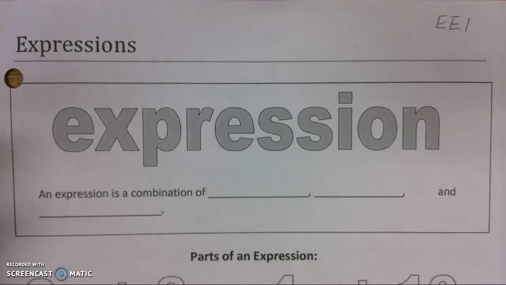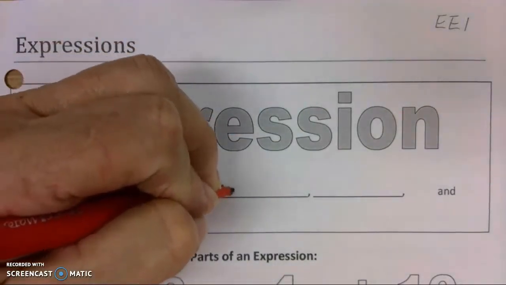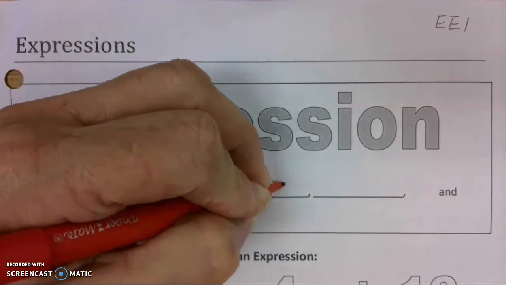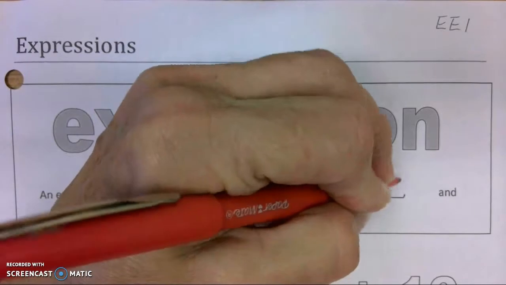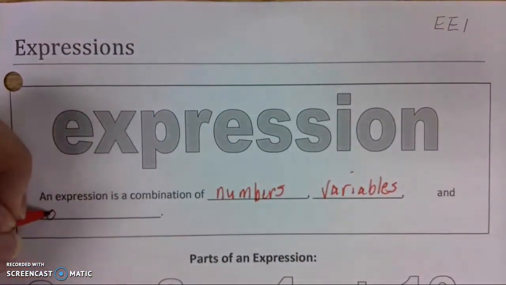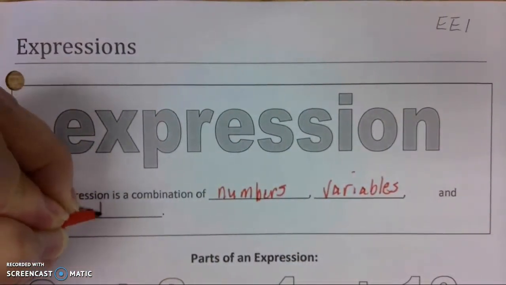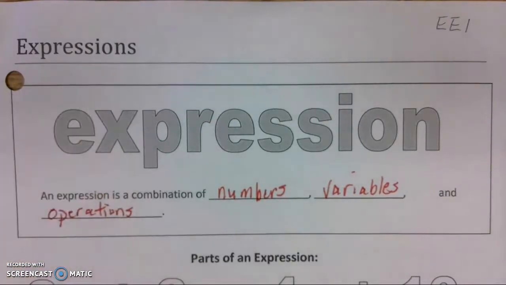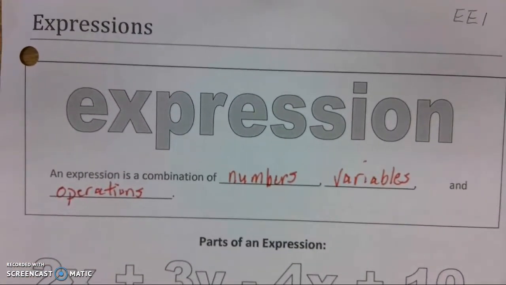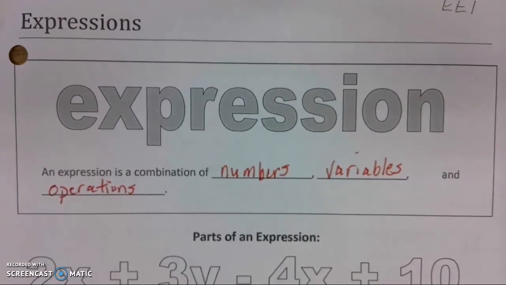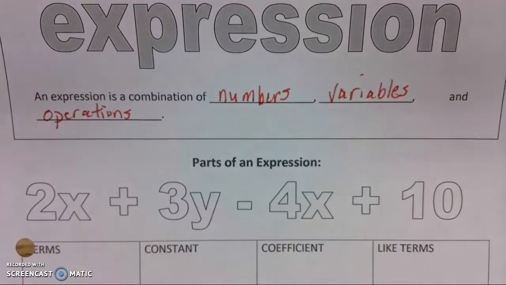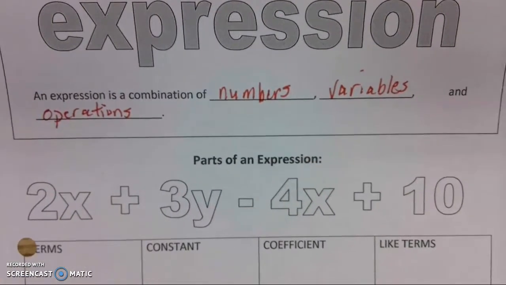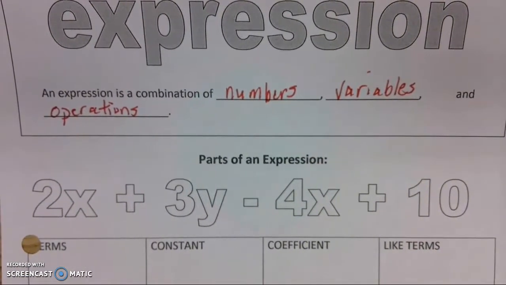An expression is a combination of numbers, variables, and operations. So that's your definition of an expression. It is a combination of numbers, variables, and operations. So right below that definition, you have an example of an expression: 2x plus 3y minus 4x plus 10.